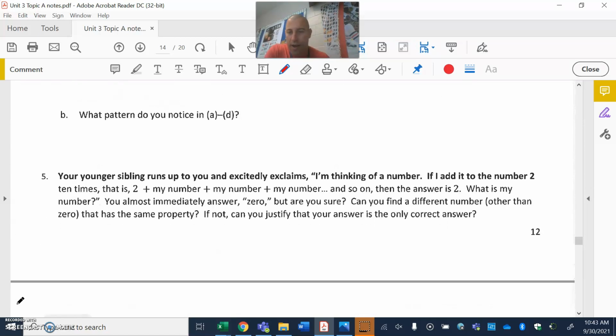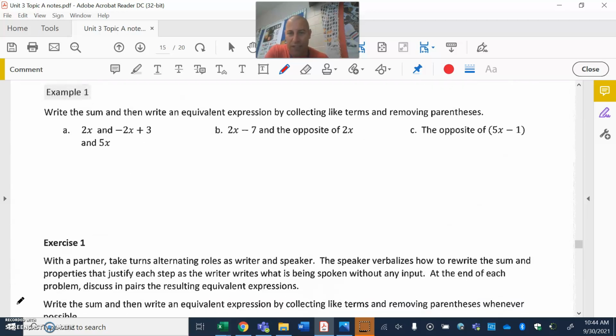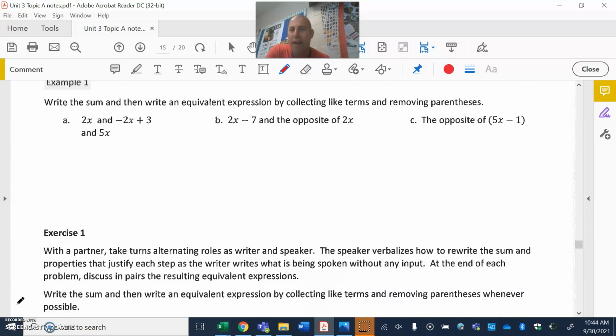Let's scan on down and get into the good stuff. This is a nice spot. Here we're finding the sum. We know that the word "and" is where the addition sign is going to be. So it's saying, take 2x, add it with negative 2x plus 3, and then add it with the 5x.